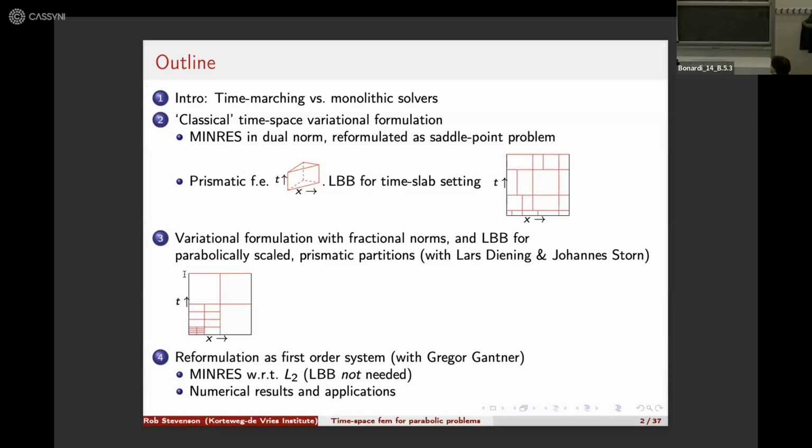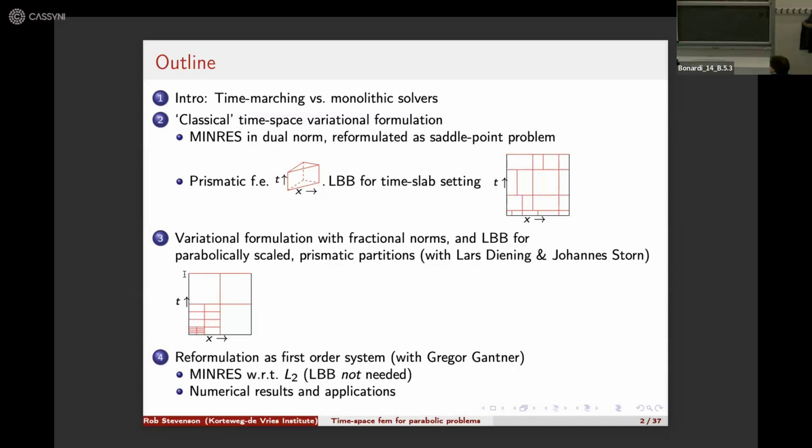But we are not completely satisfied with this setting, because suppose I have a corner singularity, then I want to take very small meshes near the corner. But if I refine somewhere in time in the time slab setting, I have to do this refinement uniformly in space. So you cannot do refinements near a corner. I'm interested in adaptive refinement techniques and optimal meshes, and for that reason I don't like this restriction.